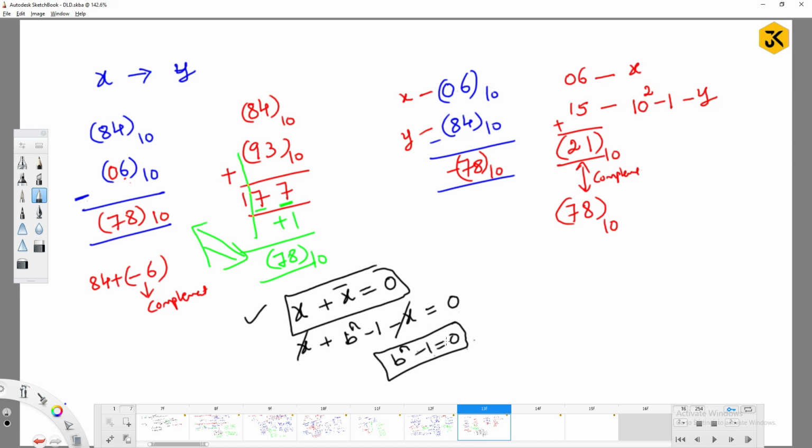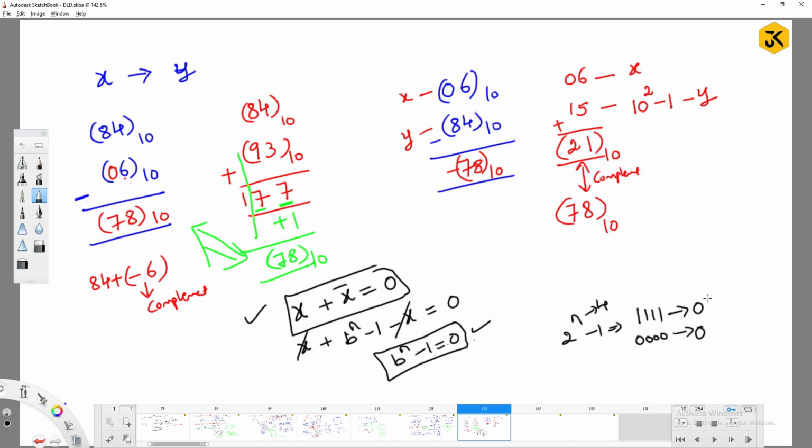Right? In another form, what is b power n minus 1? Which is equal to the maximum number. So, for example, if it is 2 power n minus 1, where n is 4, what is the maximum number? 4 ones. According to this formula, what we are trying to say? This is 0. And if you observe the same 4-digit number, can we get any 4-digit number like 0000?